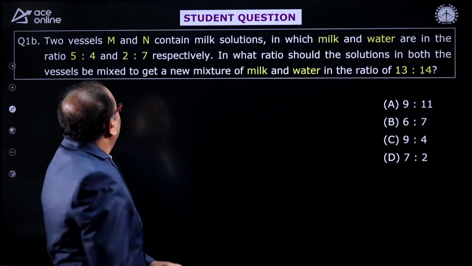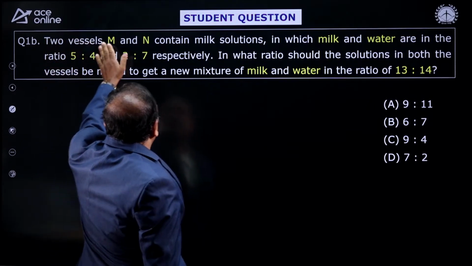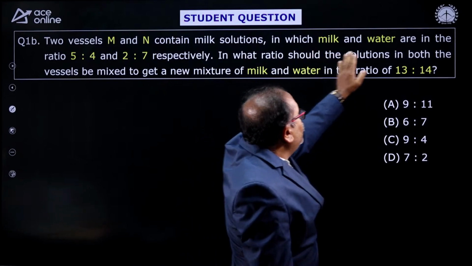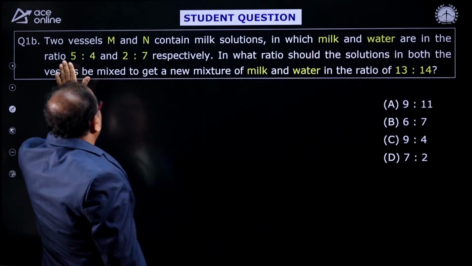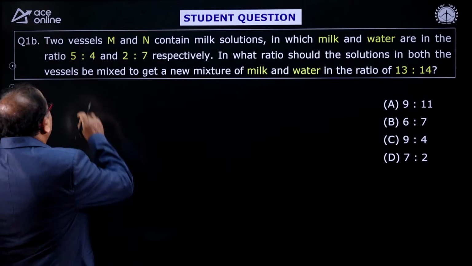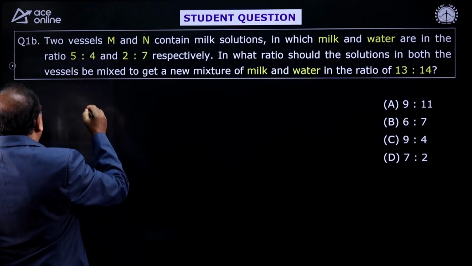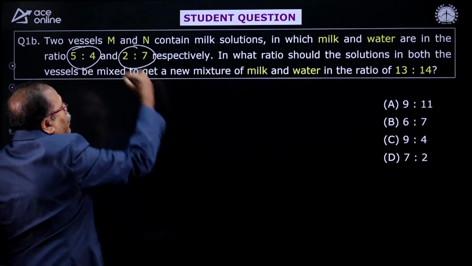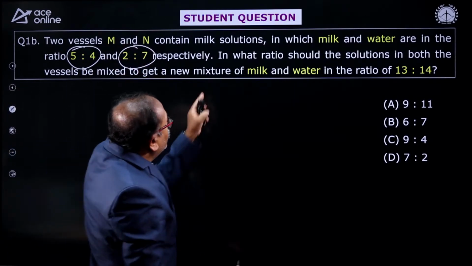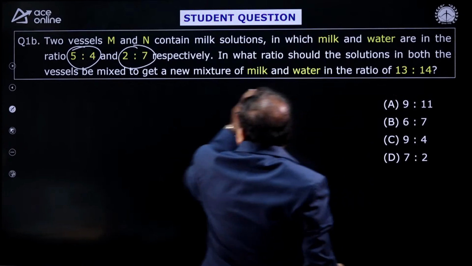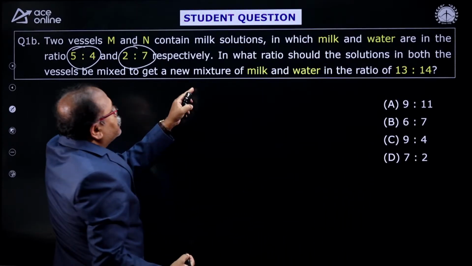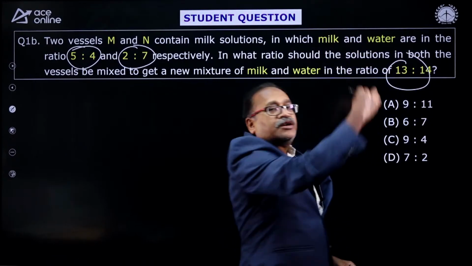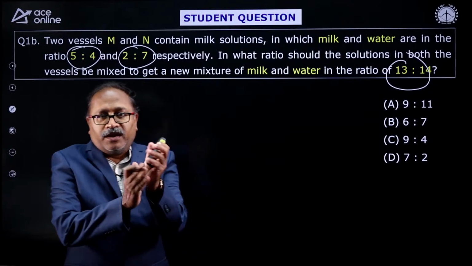Now it's for you. Look at the question. Two vessels M and N contain milk solution in which the milk and water are in the ratio of 5:4. Similar type of question. So here it says it is in the ratio of 5:4 and in the second one 2:7. In what ratio should the solution in both the vessels be mixed to get the mixture of milk and water in the ratio of 13:14?